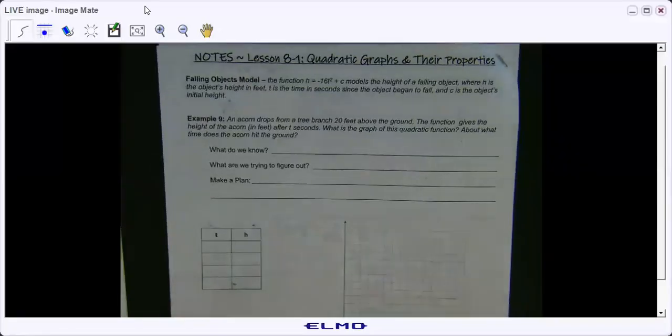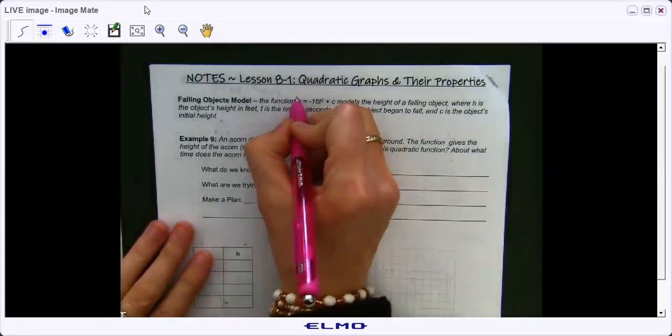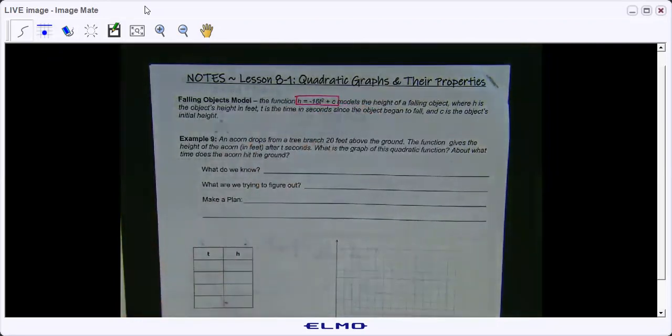Okay, so this function right here, h equals -16t squared plus c, a form of this type of equation you will see in many algebra 2 problems and with many quadratic functions involving real world situations. So you should expect to see this quite a bit. So what this function models is, if you were to drop something from a certain height, it will help you to determine how long it takes for an object to fall to the ground.